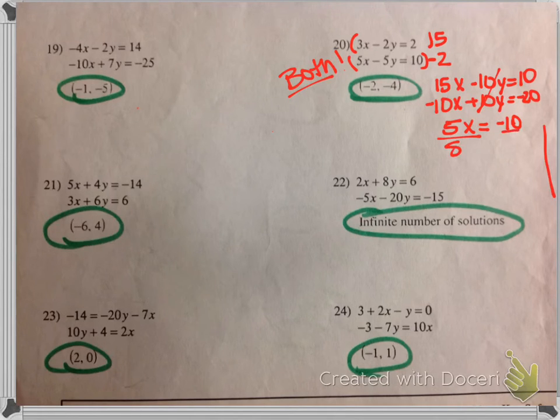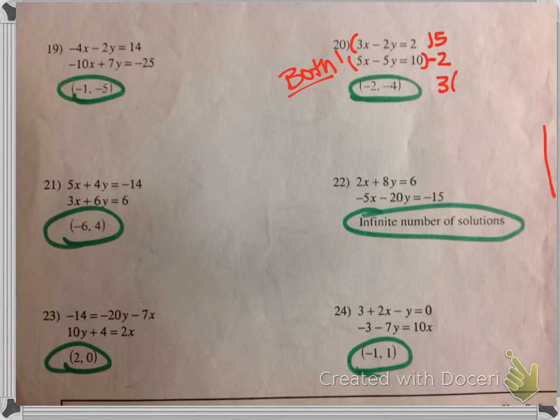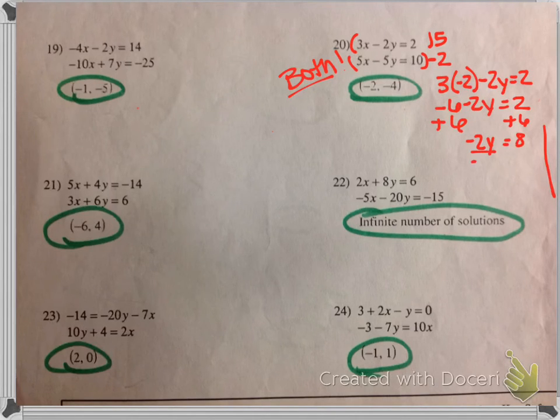Alright, and then we're going to divide by 5, and x equals negative 2. We're going to substitute that negative 2 back in for x. And then negative 6 minus 2y equals 2. We'll move that 6 on over. So negative 2y equals 8, and divide by negative 2, and y equals negative 4. So again, pause this if you need to.